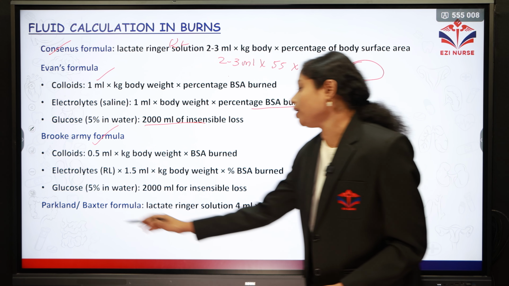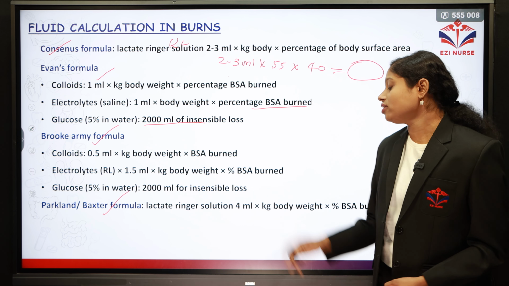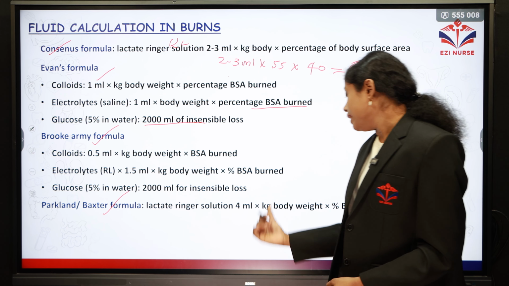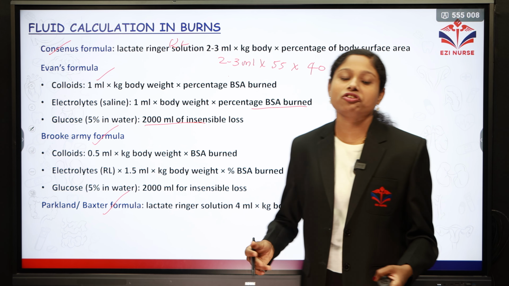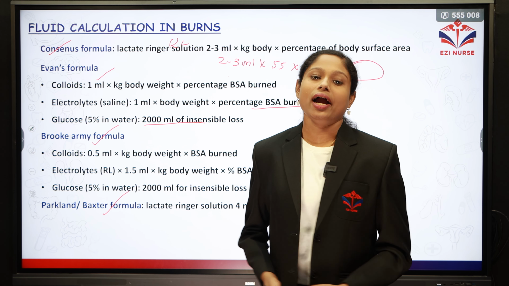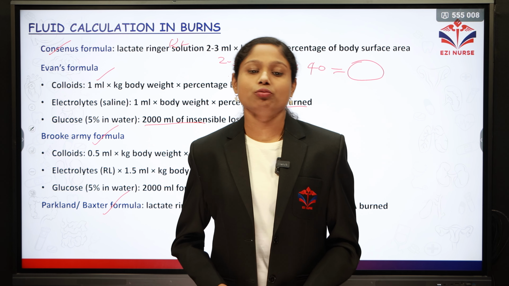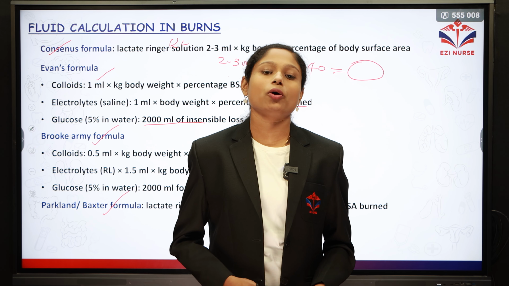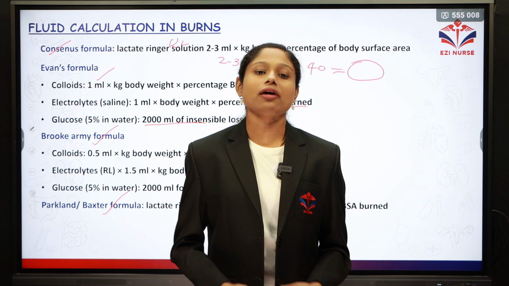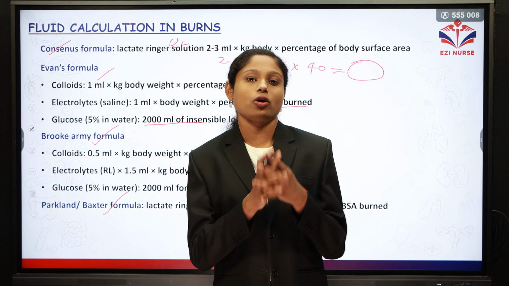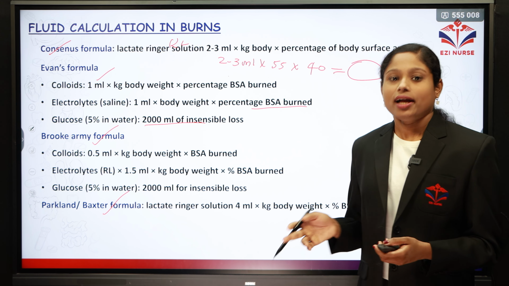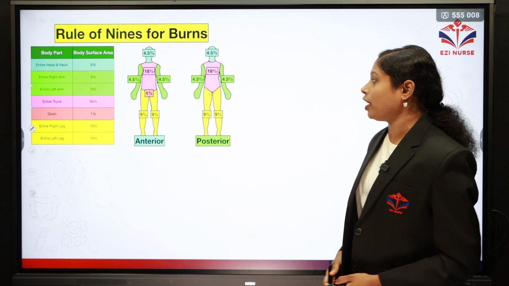Next, Parkland and Baxter formula. So lactated Ringer's solution 4 ml into kg body weight into percentage of body surface area burn. So this is the definition. These definitions may be asked as 1 mark or 2 mark questions. This is also very important, and while writing for 10 marks you need to add the fluid calculation as well. Yes, coming back to rule of 9 for burn.